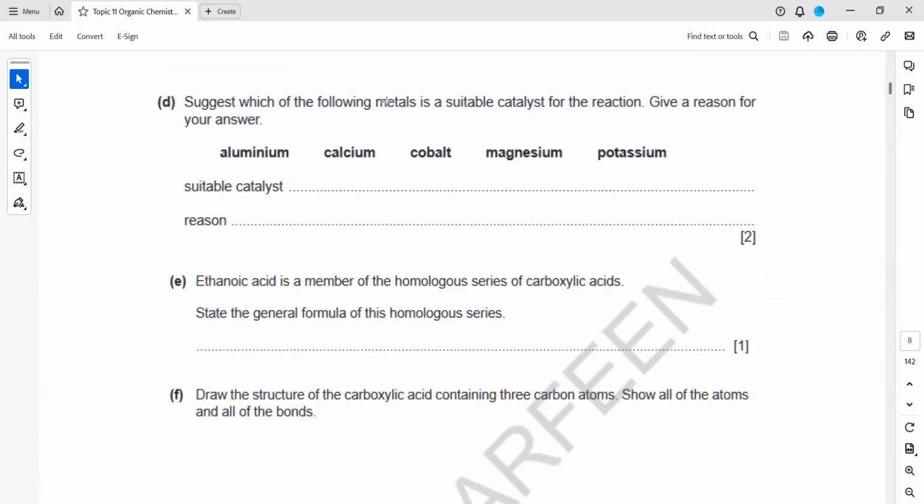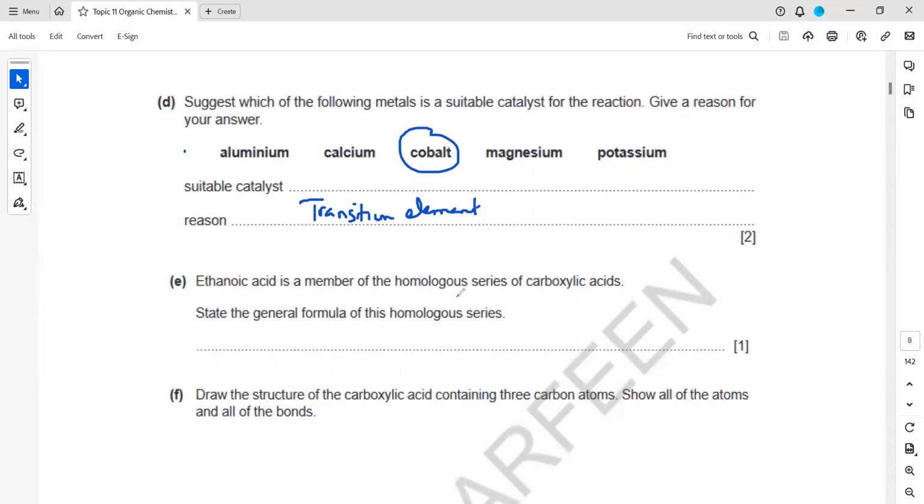Suggest which of the following metals is suitable for the catalyst. Aluminium, calcium, cobalt, magnesium, potassium. Which one? Cobalt. Why cobalt? Because it is a transition element. Transition elements and their compounds can be used. Even if it was cobalt chloride or cobalt oxide, we would select it, because transition elements and their compounds can be used as catalysts.